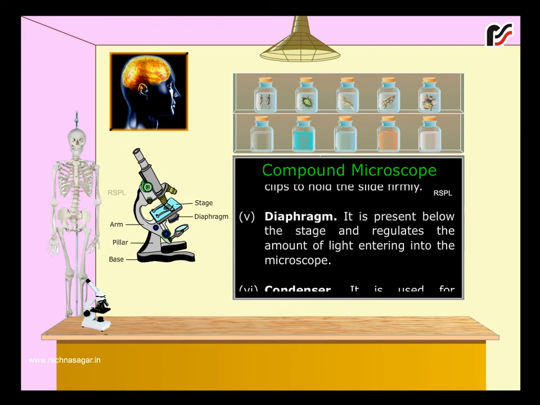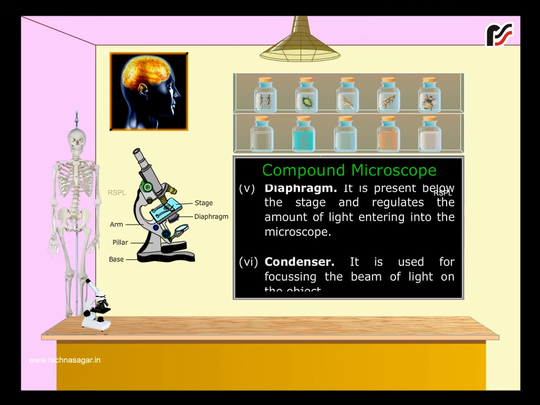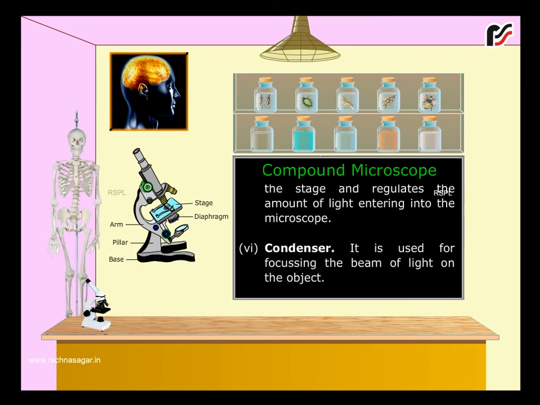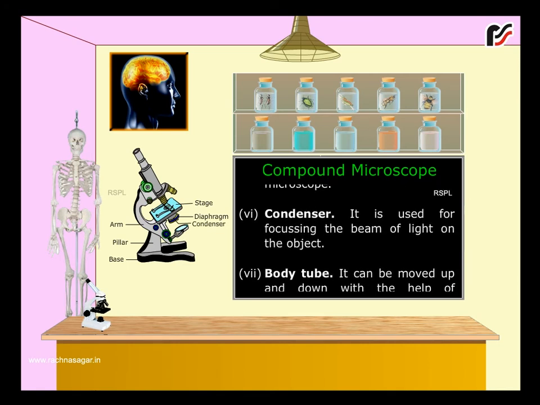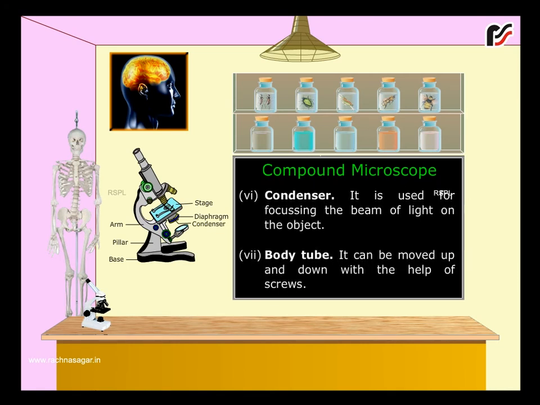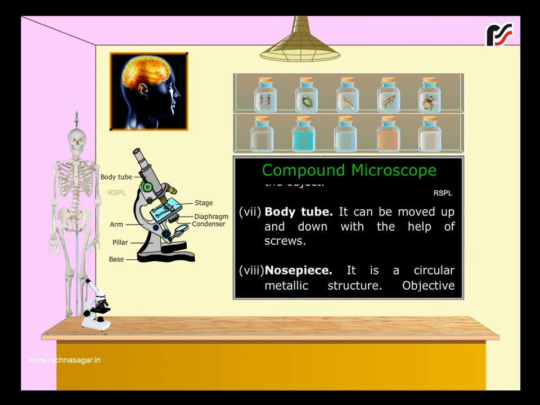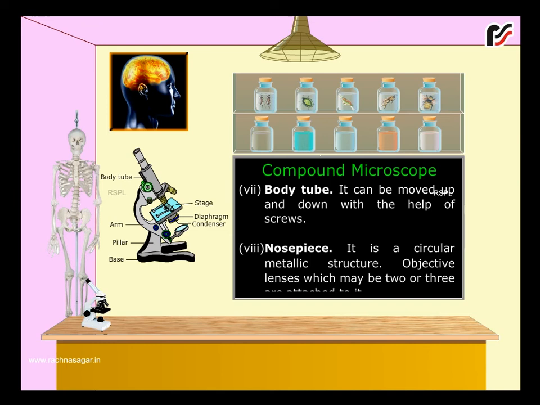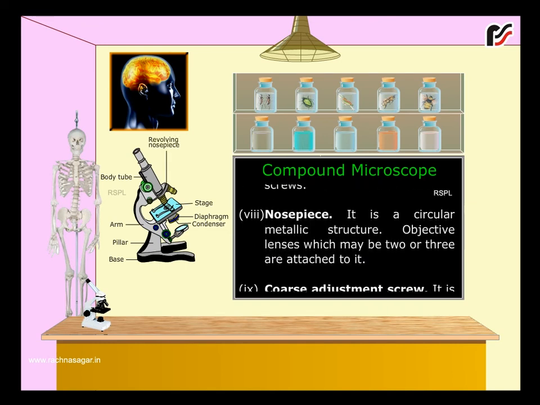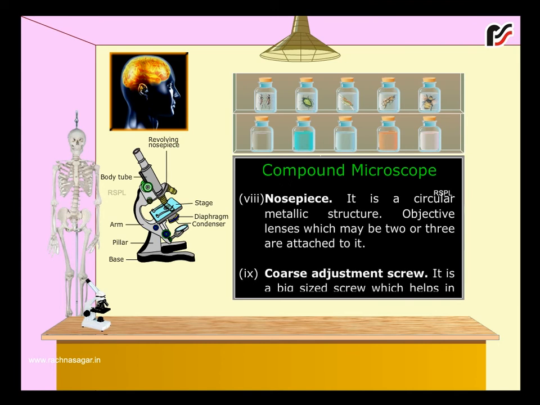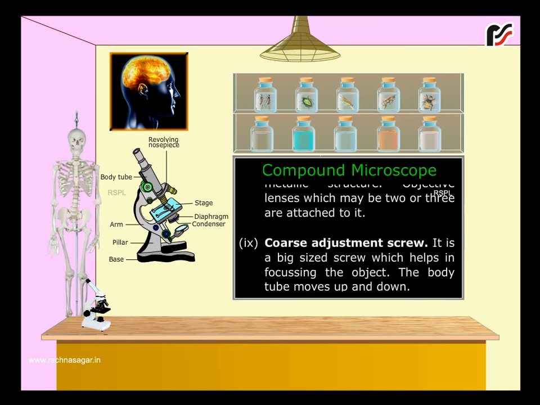Diaphragm. It is present below the stage and regulates the amount of light entering into the microscope. Condenser. It is used for focusing the beam of light on the object. Body tube. It can be moved up and down with the help of screws. Nosepiece. It is a circular metallic structure. Objective lenses, which may be 2 or 3, are attached to it.